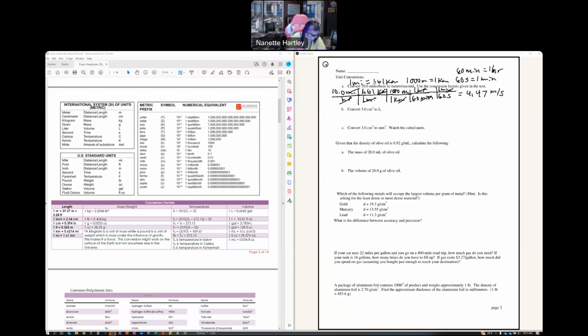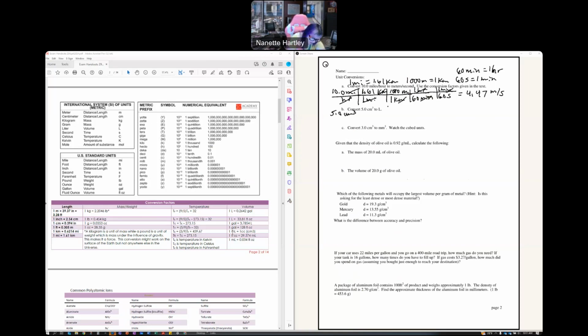So convert 5.0 centimeters cubed to liters. Okay, that's a fun one. And that requires that I know a couple of things that I may or may not actually know. So right here, it says that 1 cubic centimeter, 1 centimeter cubed, equals 1 milliliter.